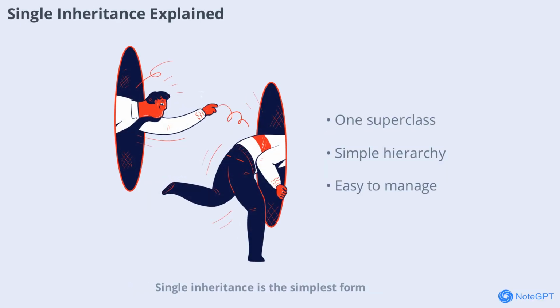Single inheritance is the simplest form, where a subclass inherits from just one superclass. For example, if you have a class vehicle and a class car that extends vehicle, car inherits all the properties and methods of vehicle. This is straightforward and helps keep the class hierarchy clear and manageable. Single inheritance is supported in most object-oriented languages and is often used to model simple relationships.